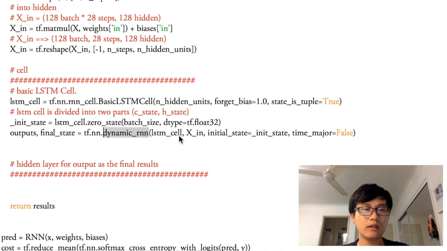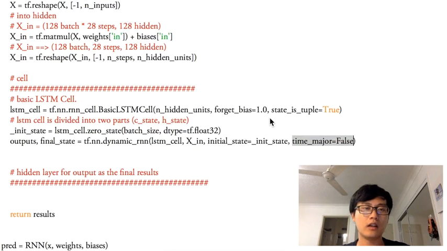Let's talk about this one. It is the LSTM cell, and this one is xin, the input from our last layer. And this is the initial state. We just copy this initial state in here. Time major is about the shape of the inputs over here: 128 batch, 28 steps, and 28 hidden. The time dimension is actually this one, because this is 28 time steps.